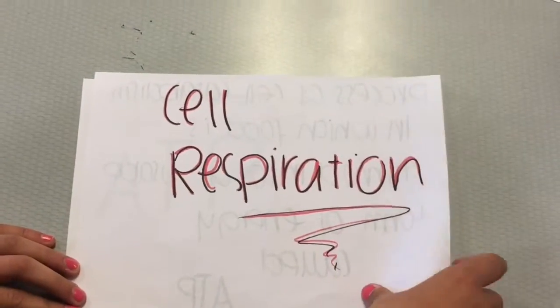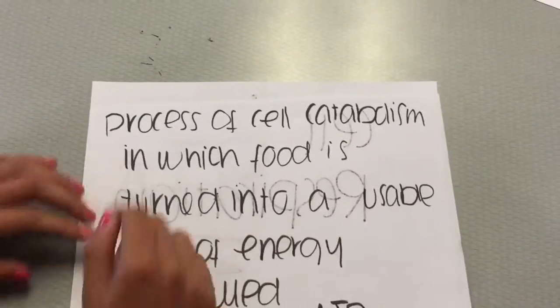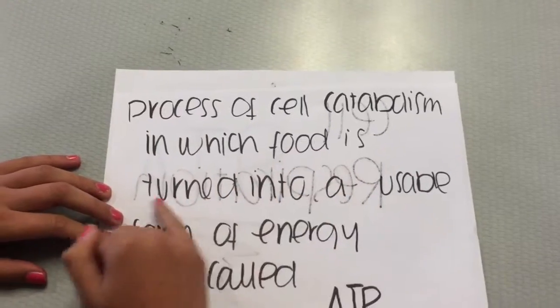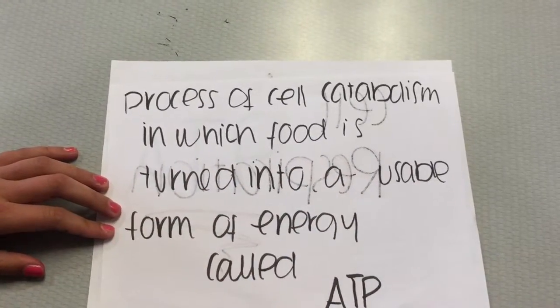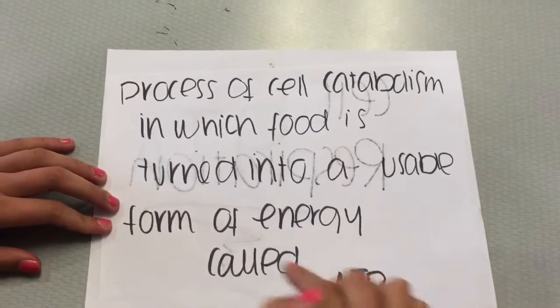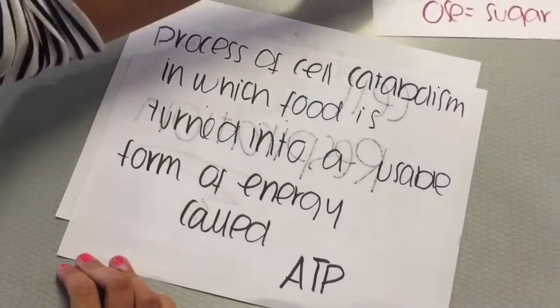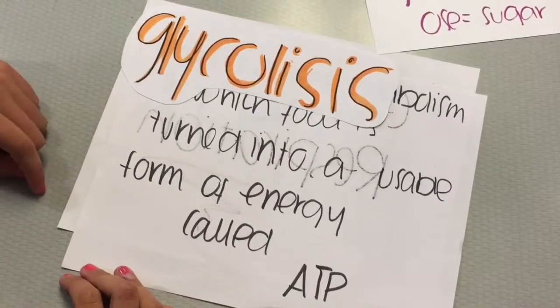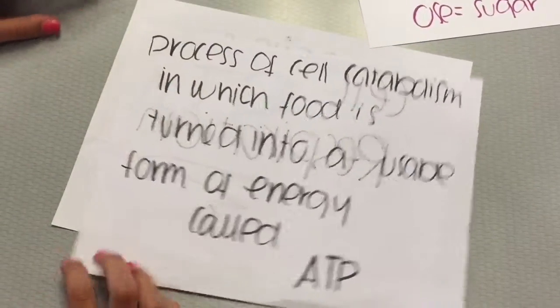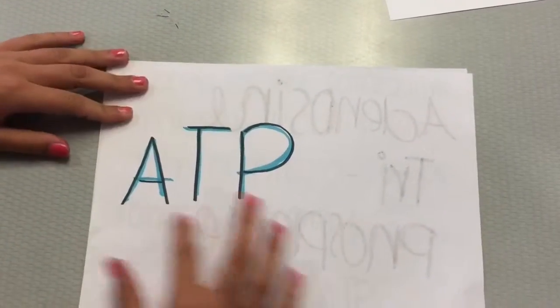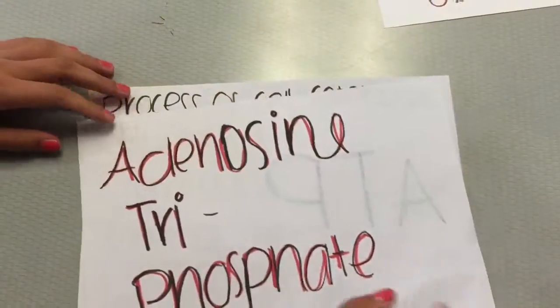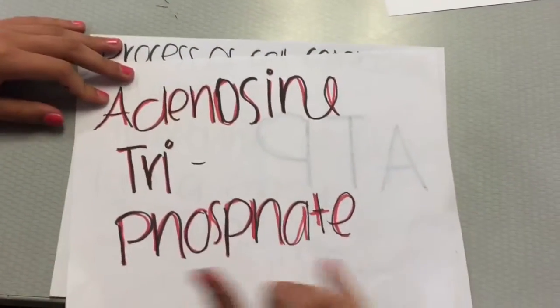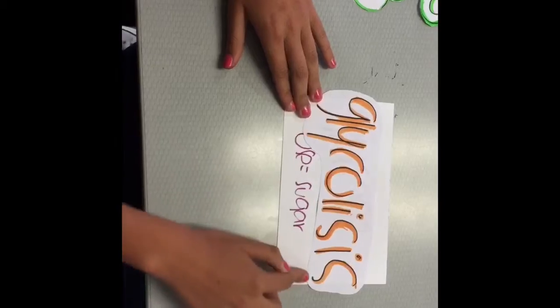Respiration is the process of cell catabolism in which food is turned into a usable form of energy in the form of ATP. This process is divided into three main processes called glycolysis, the Krebs cycle, and the electron transport chain. Shortly, I will be talking about glycolysis. But first, we need to understand some basic concepts like ATP, which stands for adenosine triphosphate.